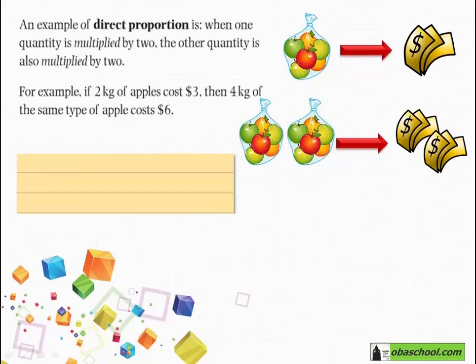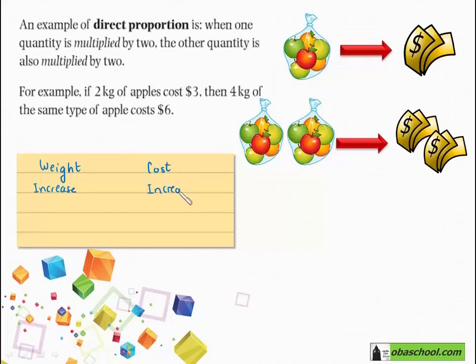The meaning of direct proportion is that the two variables, which are the weight and the price of the cost, are changed in the same way. Thus, if the weight increases, then the price will increase. However, if the weight decreases, then the price will decrease as well.